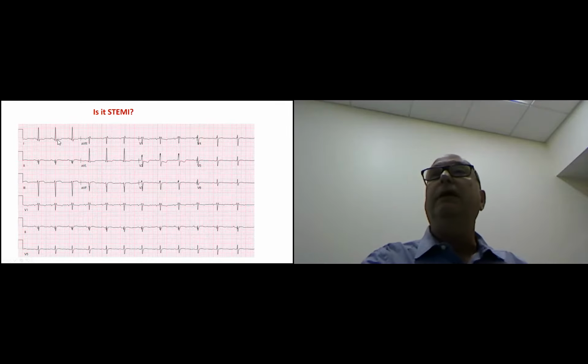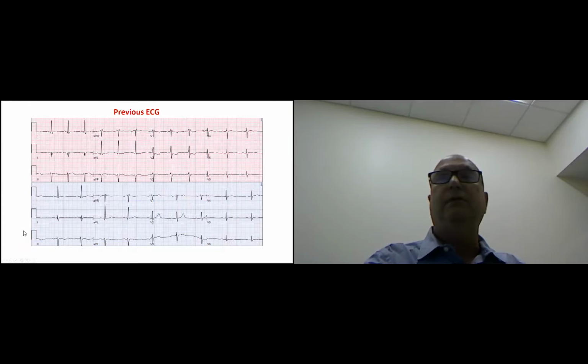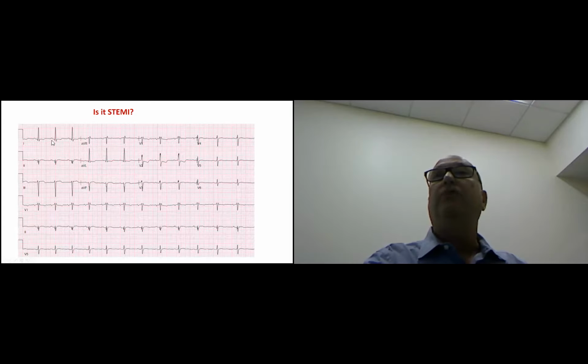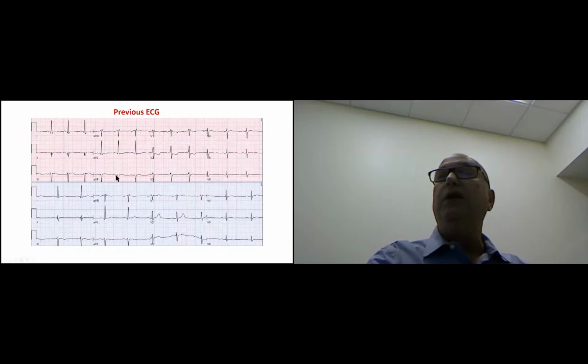Now, another patient. This is another patient with right bundle branch block, left anterior hemiblock, maybe LVH, RBBB, and a bit of ST depression in V2. Is it infarction? And when we compare it to the previous ECG, the lower one, we see that this is a new ST depression and T-wave inversion. So STEMI could have been missed without comparing it to the previous ECG.